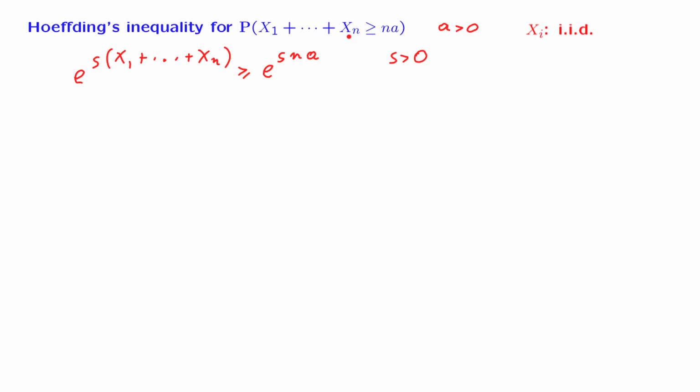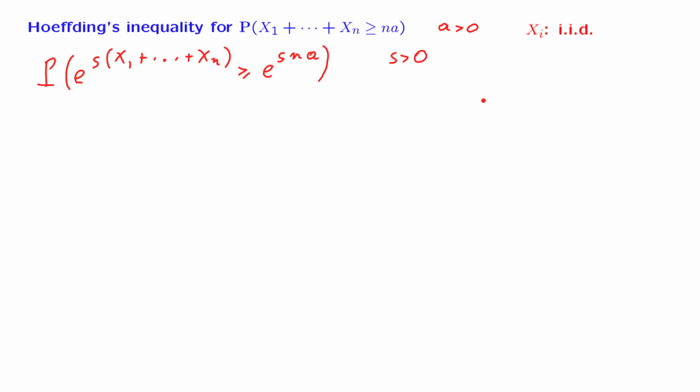Now, this sum is larger than or equal to n a if and only if this quantity is larger than or equal to e to the s n a. This is because a and s are both positive, so the direction of the inequalities does not get reversed, and also because the exponential function is monotonic. So this event is the same as that event. So we will try to say something about the probability of this event.